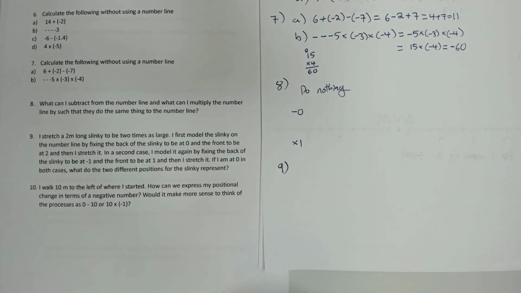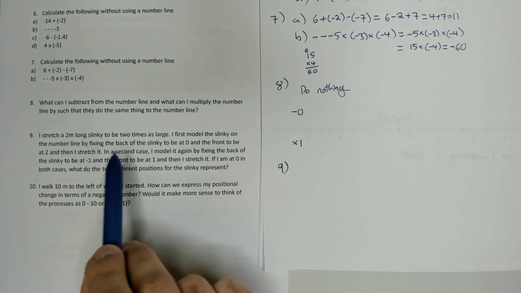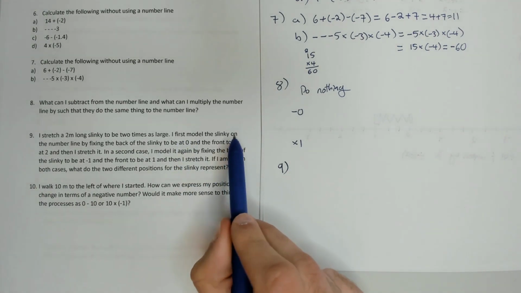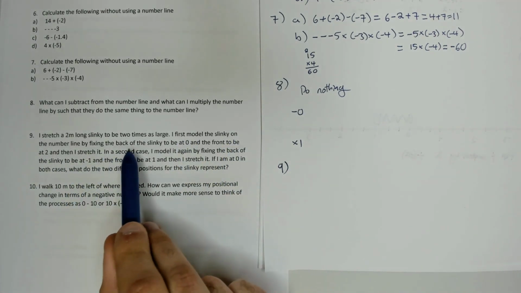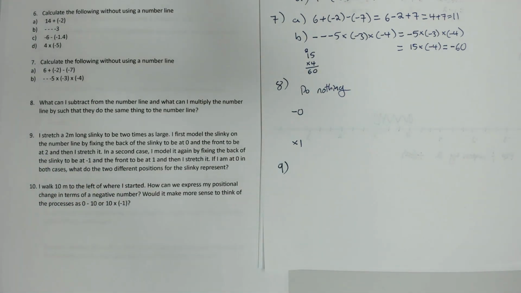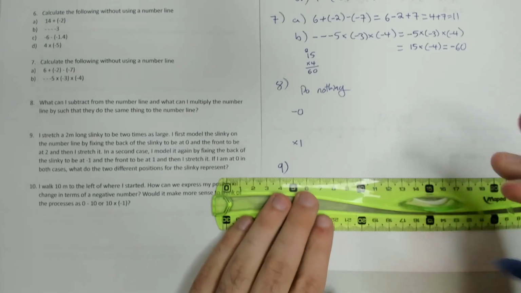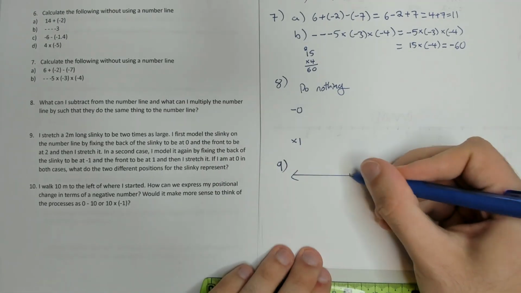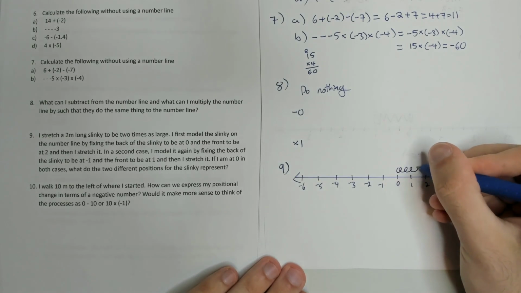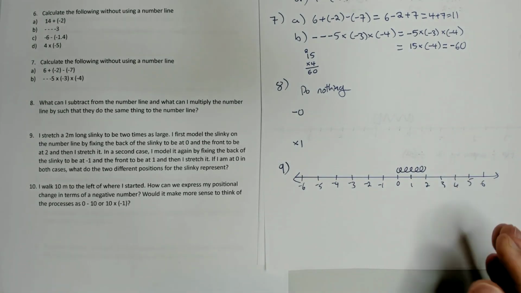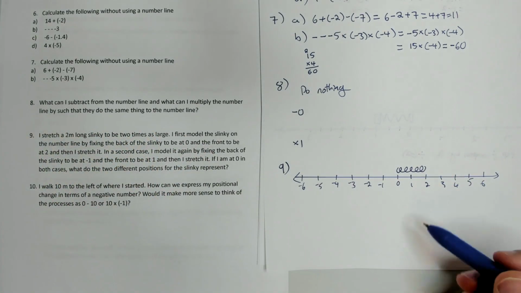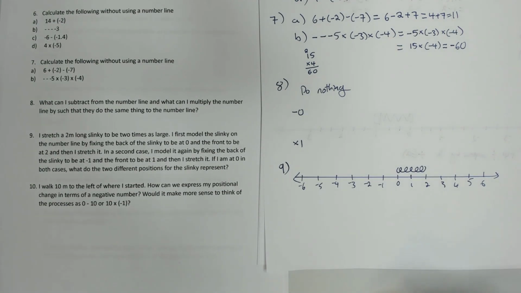All right, let's go on to part 9. I stretch a 2-meter long slinky to be 2 times as large. Okay, so that looks like multiplication by 2. I first model the slinky on the number line by fixing the back of the slinky to be at 0 and the front to be at 2, and then I stretch it. Okay, so what's meant by that is we take a number line and we put the slinky between 0 and 2, like this, and then we stretch out the number line and we see that the slinky gets stretched out along with it, and it becomes longer, right?